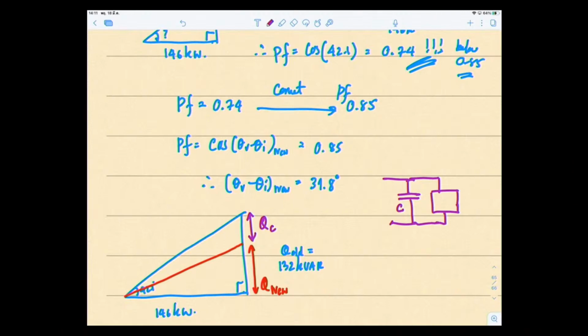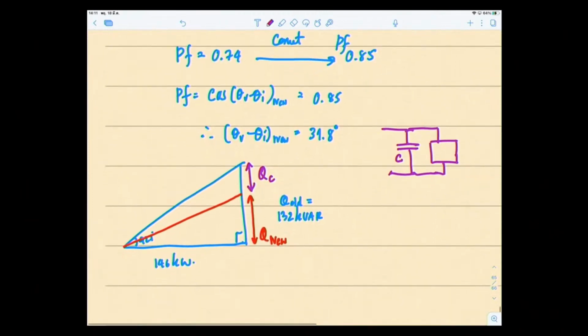So your problem now is you have to find the capacitance value C to be connected in parallel to your load to increase your PF. If you look from this point of view, QC plus Q new is equal to QO. This is your QO.